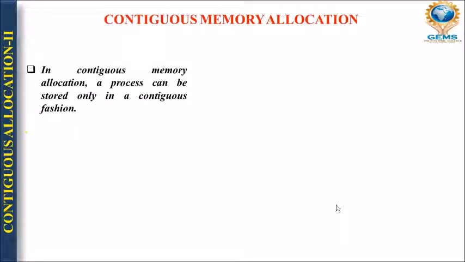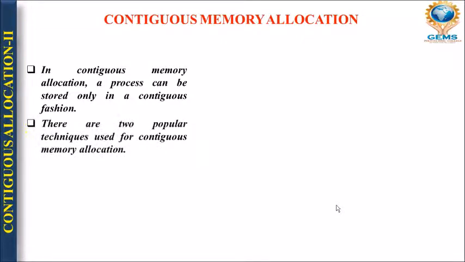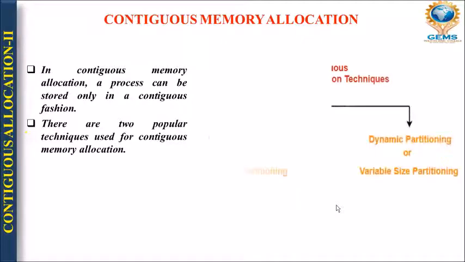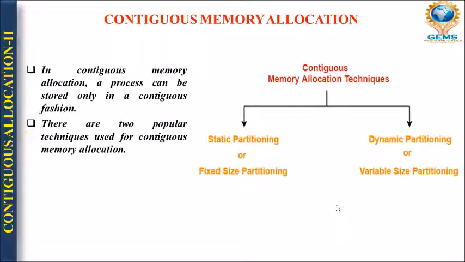So in contiguous memory allocation, a process is stored in a contiguous fashion. That means whatever the process is, it will always be stored in a continuous fashion. There are two popular techniques for contiguous memory allocation. First is static partitioning, which is also known as fixed size partitioning, and second one is dynamic partitioning, which is also known as variable size partitioning.